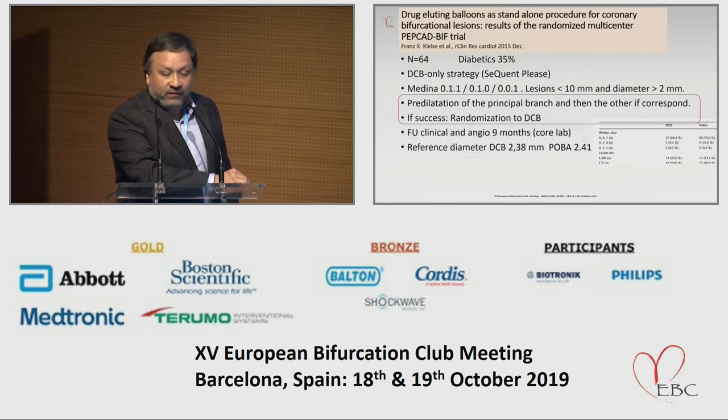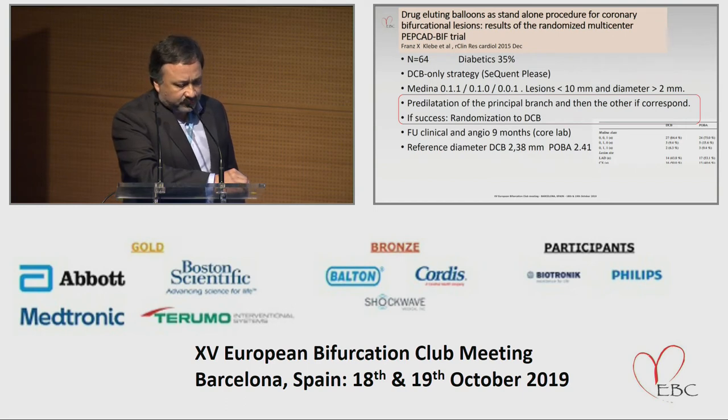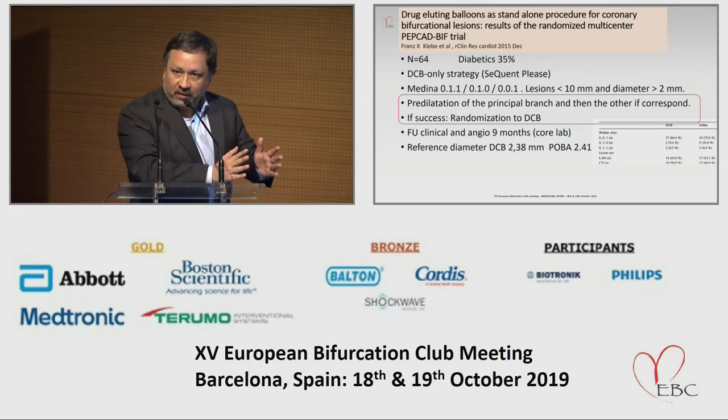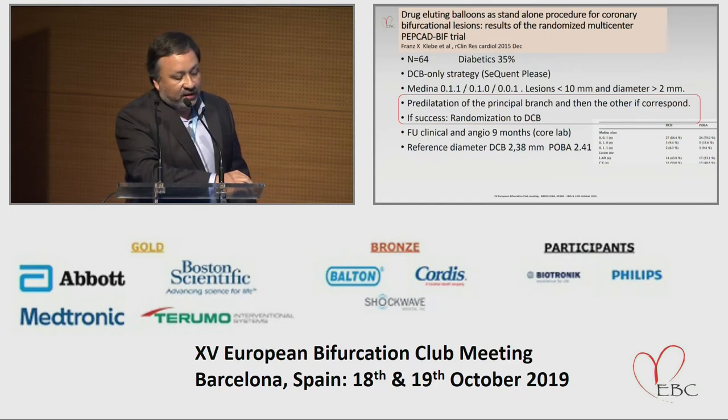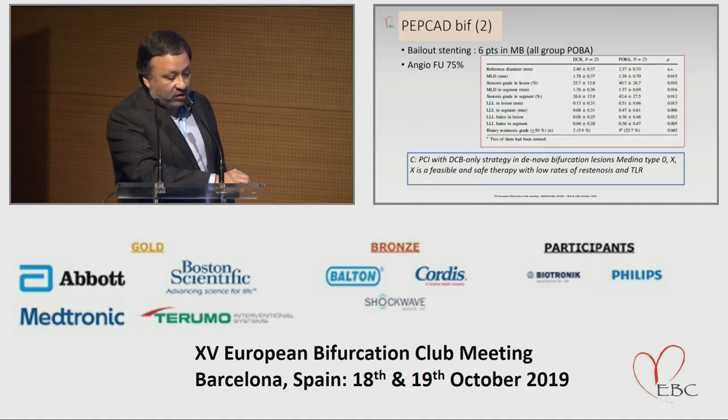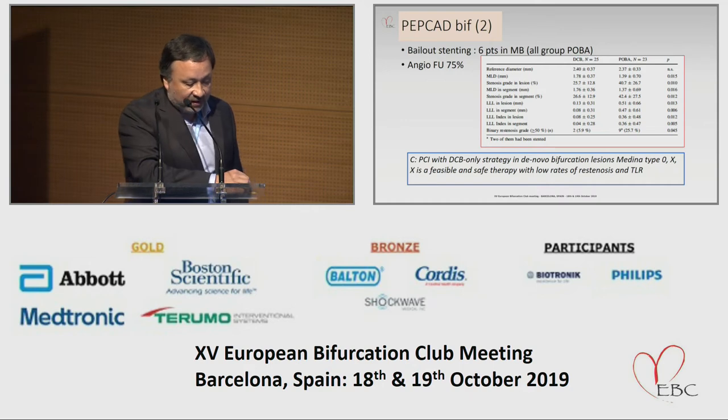And finally, the PEPCAD BIF trial is a randomized trial. It's a very interesting trial. They use SeQuent Please as the only strategy after predilatation. They do the predilatation with normal balloons, and then they use drug coat balloons, and then randomize, and you have follow-up at 9 months. They show very nice results in the drug coat balloon follow-up, with late lumen loss of 0.13 versus 0.5 in the normal balloon. So they conclude that it's a nice strategy.